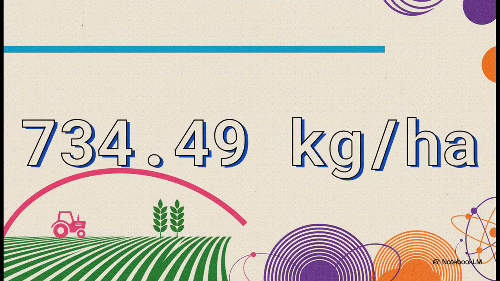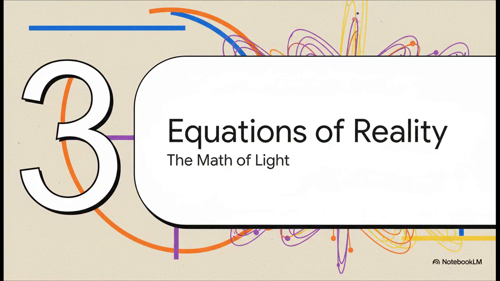What's the payoff? At that perfect density, the model tells us we can expect the maximum possible yield, 734.49 kilograms per hectare. I mean, think about that. Just by going from a few data points to a simple quadratic model, this farmer can optimize their entire operation. That's the power of the parabola. Okay, so we've seen how math demands precision with a simple line, and how it helps us optimize things with a curve. Now let's zoom out.